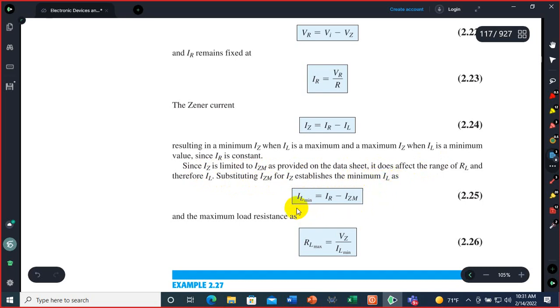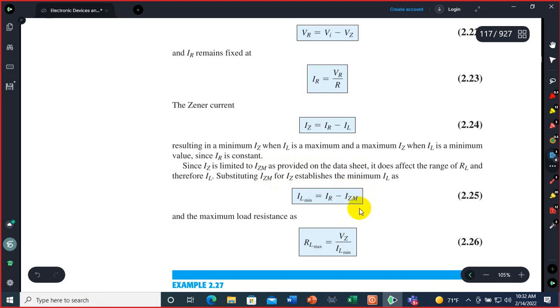Okay, so what is the minimum current through the zener diode? It is equal to IR minus IZ maximum. Maximum current through the zener diode. This IZM comes from the data sheet, IZM as provided on the data sheet. So it is the maximum current through the zener diode.